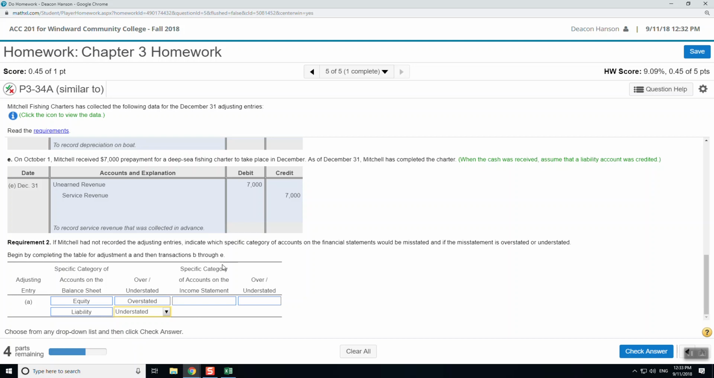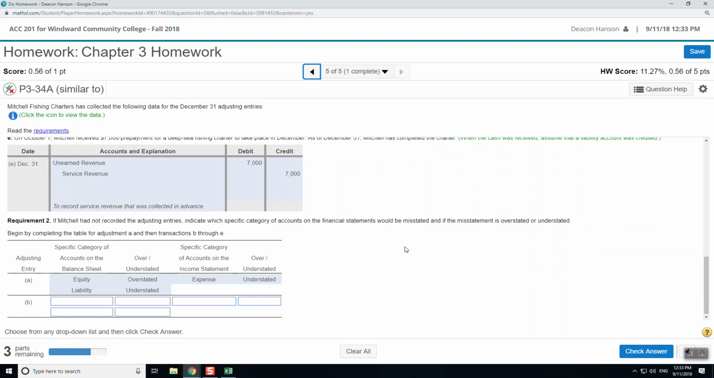And this kind of answers it already. It says expense. Specific category of accounts on the income statement. Expense would be understated. Specifically, utilities expense would be short by $200. So this is how you do these. And you click along, and then you get better at it, right? What this helps you do is get your brain to see the interconnection between all of the financial statements and how these elements affect each financial statement.